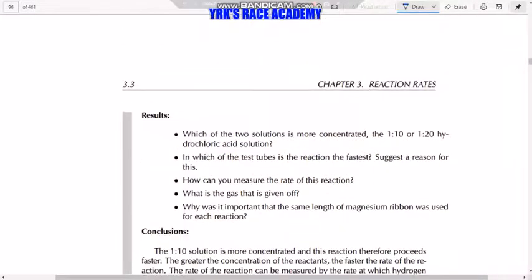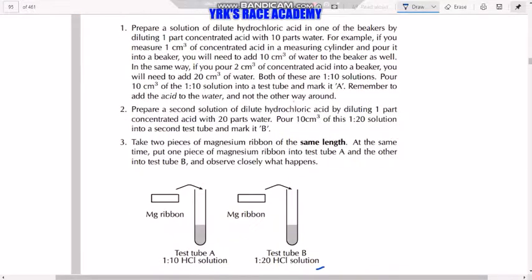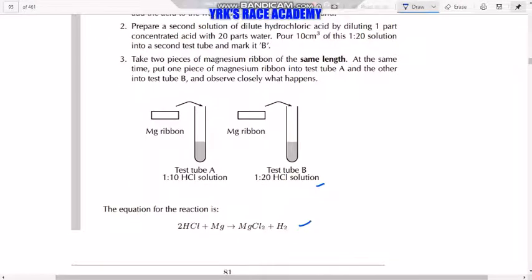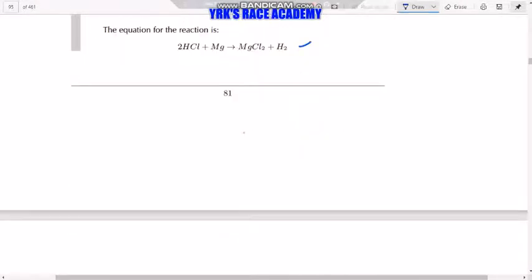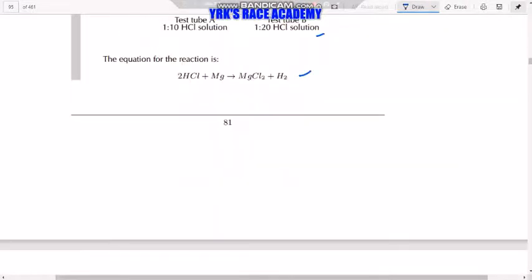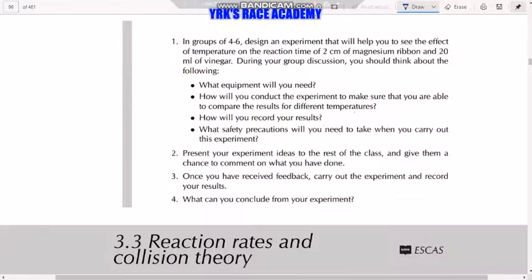So what is the meaning of 1:10 and 1:20? If you observe in this preparation, we have taken 2 parts of water, that is, 10 cm cube in one test tube and 20 cm cube in the other. So the hydrochloric acid we have added is dilute in one and concentrated in the other. The reaction is faster when it is concentrated. That is the meaning of this.